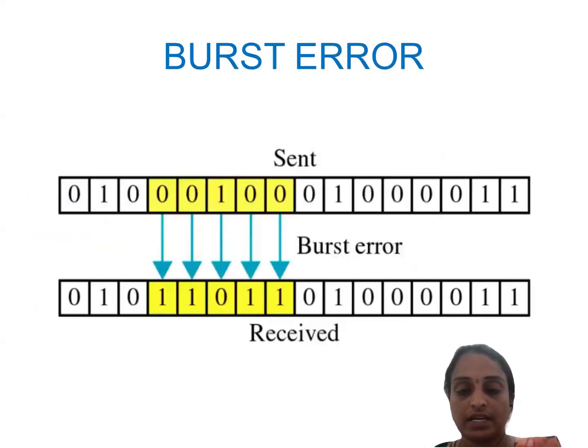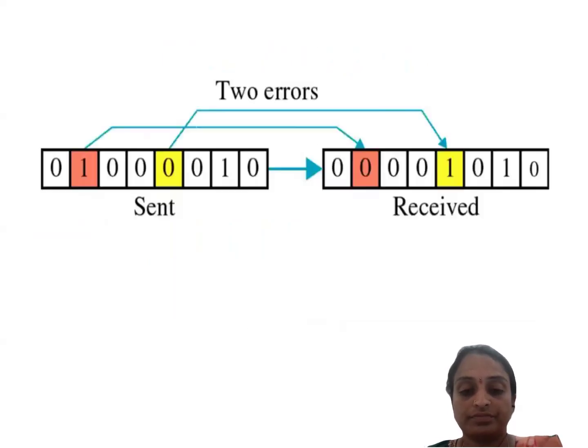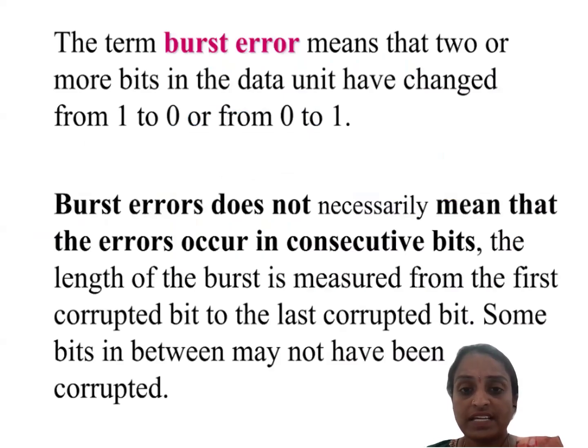Next error is the burst error. Here sent and received represent the frames. In the sent frame and received frame, two or more consecutive bits are changed from 0 to 1 or 1 to 0. That error is represented as a burst error. Here two or more bits in the data unit have changed from 1 to 0 or 0 to 1. A burst error does not necessarily mean that errors occur in consecutive bits. The length of the burst is measured from the first corrupted bit to the last corrupted bit. Some bits in between may not have been corrupted.